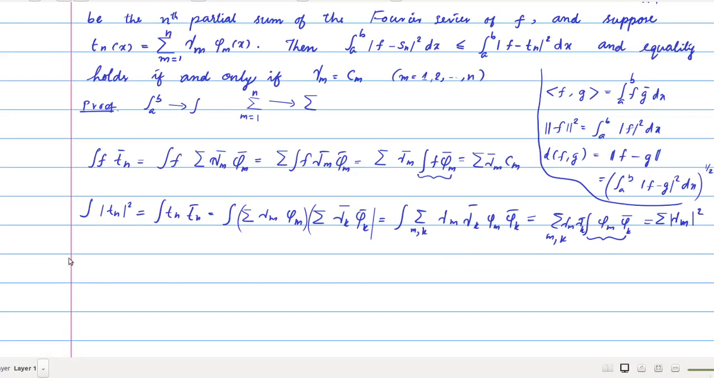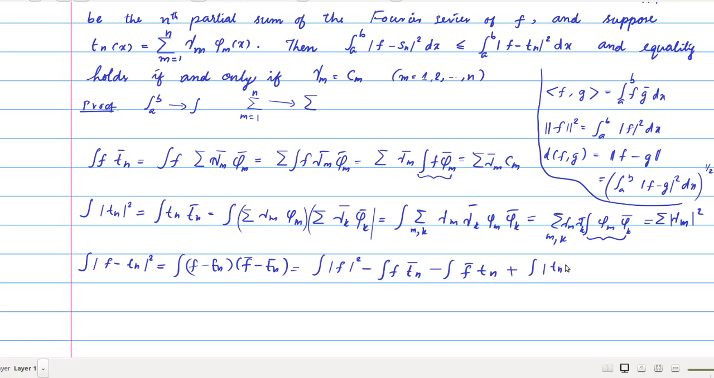Now you evaluate the integral of modulus f minus Tn square, that is f minus Tn into f minus Tn whole conjugate, that is f minus Tn into f conjugate minus Tn conjugate, the conjugate of this term. So this will give the integral of mod f square minus the integral of f Tn conjugate minus the integral of f conjugate Tn, and finally we have the integral of mod Tn square.